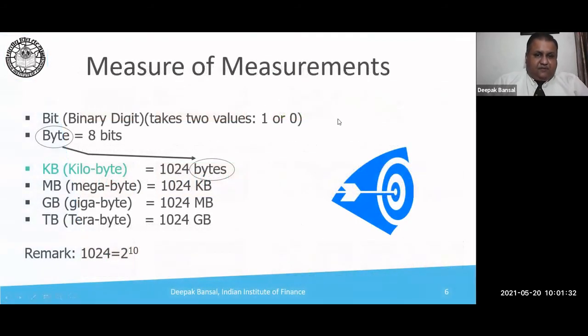Now, if I go to the units of measurement inside a computer, I just told you a bit is 1 or 0, a single binary digit. A combination of 8 bits gives me a single byte. So when I talk about kilobyte, megabyte, gigabyte and terabyte, this is how combinations of bytes give me all those measurements. 1024 bytes give me one kilobyte. 1024 kilobytes give me 1 megabyte. 1024 megabytes give me 1 gigabyte, 1 GB, and 1024 gigabytes give me 1 TB, or 1 terabyte.